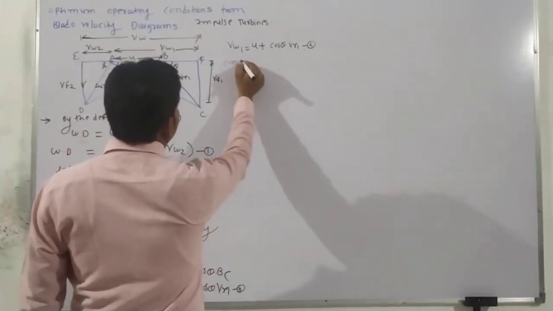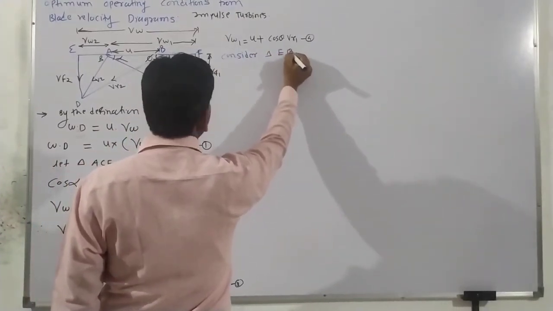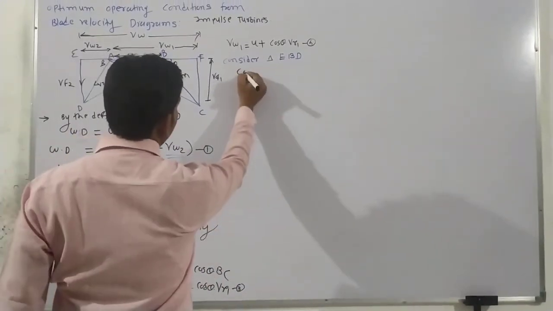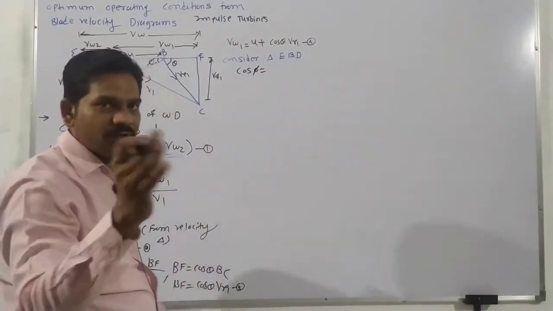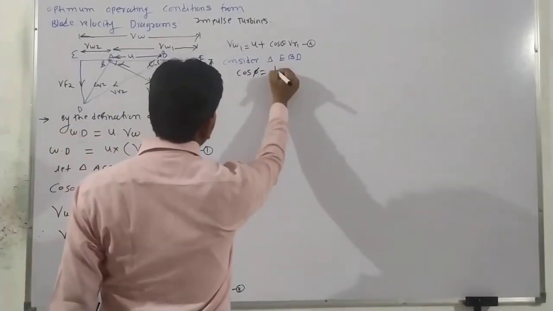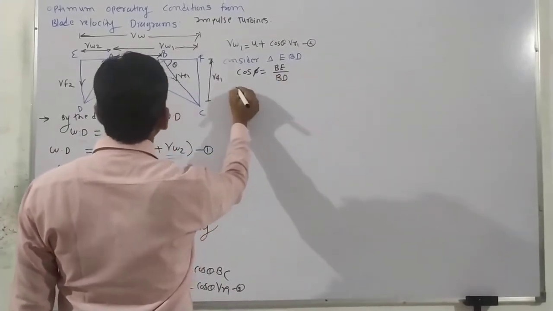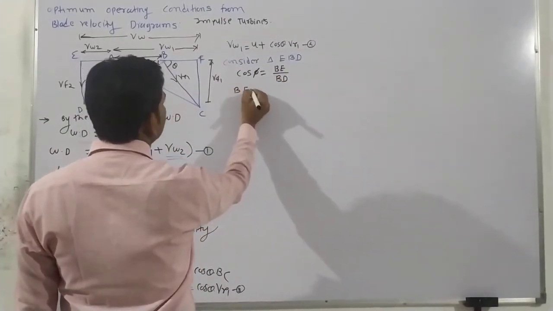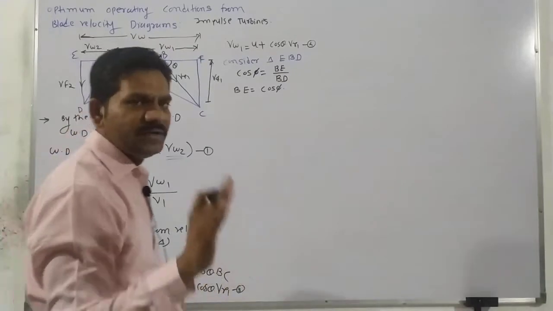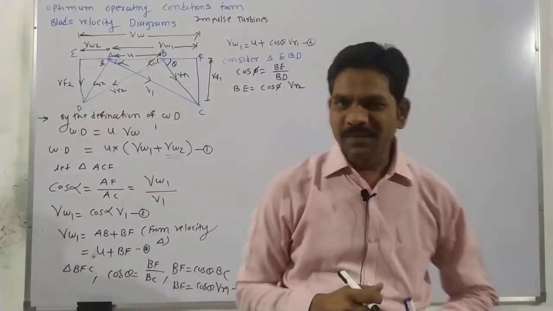So consider triangle EBD. From this EBD, tell me cos phi. Cos phi is nothing but BE upon BD. So BE is nothing but cos phi into BD. What is the value of BD? BD is VR2. So we are getting VR2. Okay, this is the value of BE.